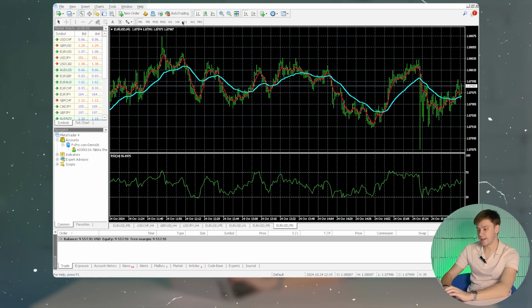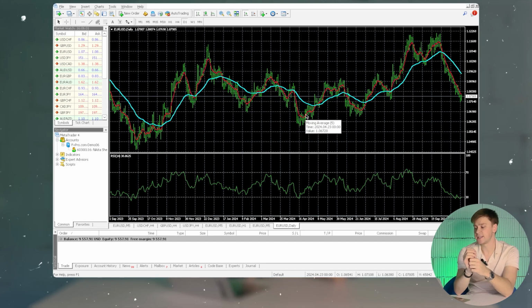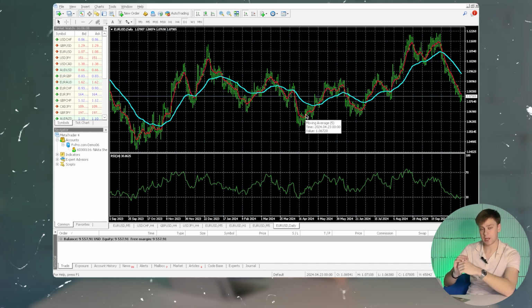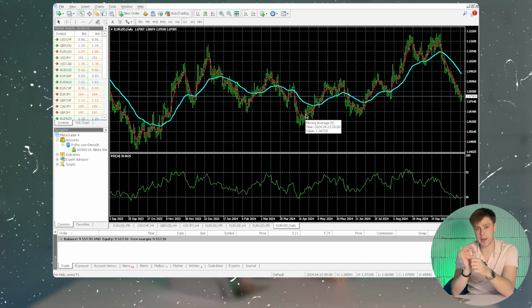What do we want to see here? We are interested in a daily timeline because if the price is below the moving average, it means that the trend is bearish right now. And this again proves ChatGPT.